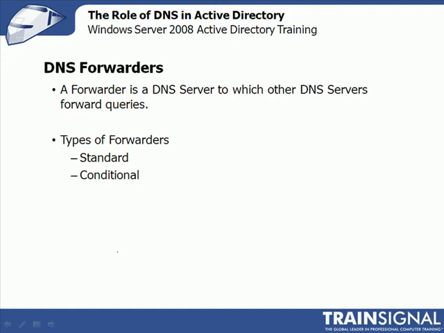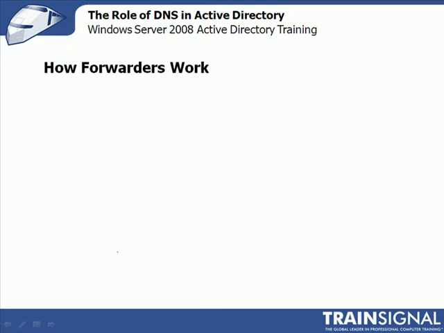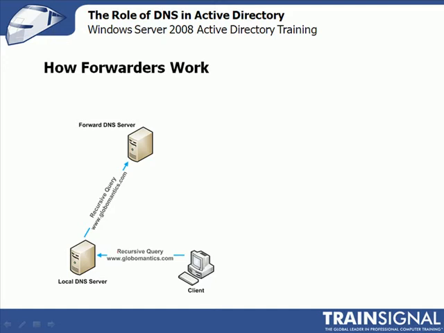So again, let's take a quick look at this here. How do forwarders work? Here we have a client making, once again, a recursive query to its local DNS server for www.globalmantics.com. Once again, assuming that the local DNS server does not know the answer to this question, because it was a recursive query, it's going to go out and look on the behalf of the client. So the local DNS server actually becomes a DNS client of its own and makes a recursive query to the forward DNS server. And this, again, would be another DNS server that the local DNS server has been programmed with to do these lookups.